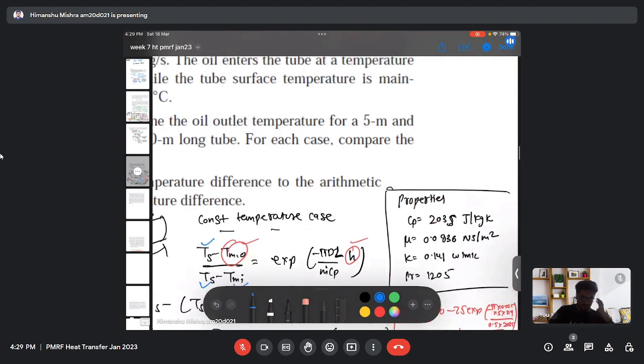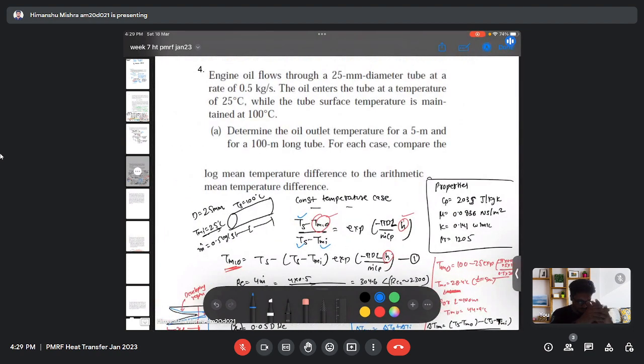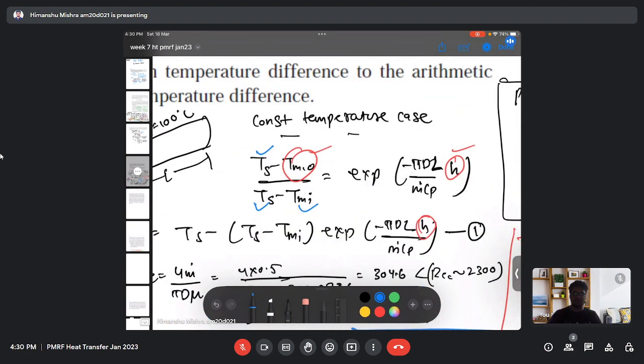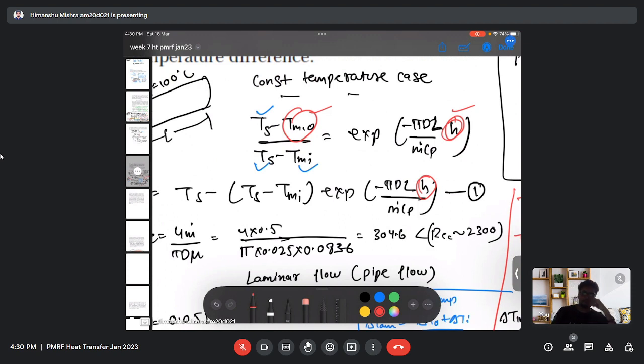So in this question, we have given a pipe flow and we have given a surface temperature, which indicates it's a constant surface temperature problem. We have given a mean inlet temperature and the properties of the fluid. And first we need to determine the outlet mean temperature, and then log mean and the arithmetic mean temperature. So we use the expression for the constant temperature case. We first found the heat transfer coefficient because it was unknown, and to find that we check the condition of the flow by using the two criteria.